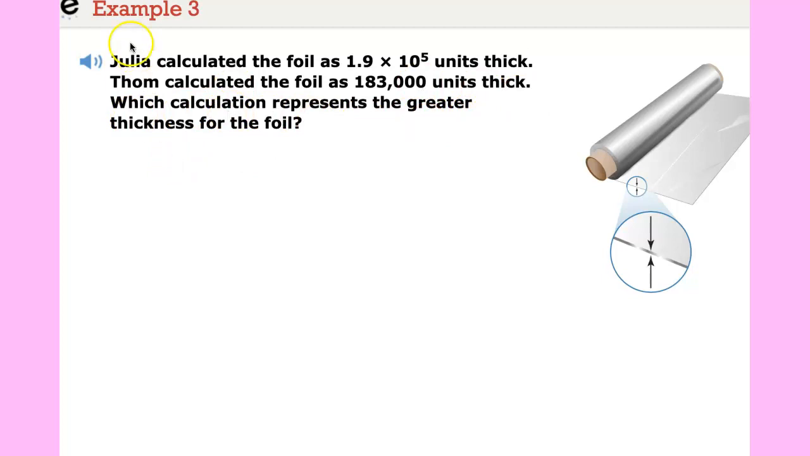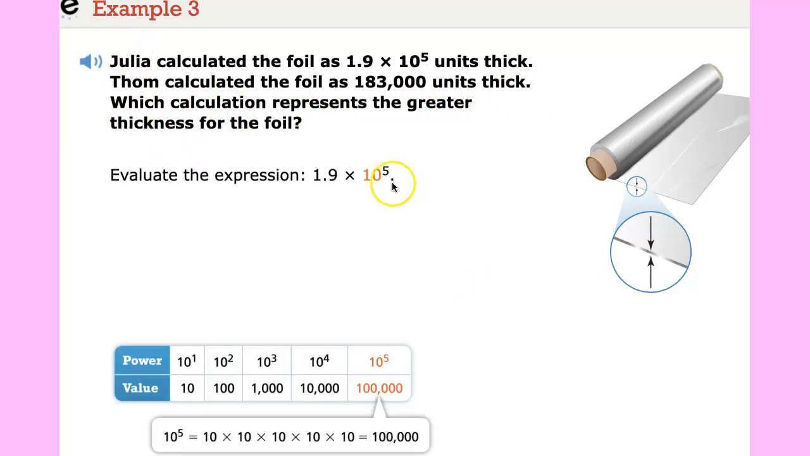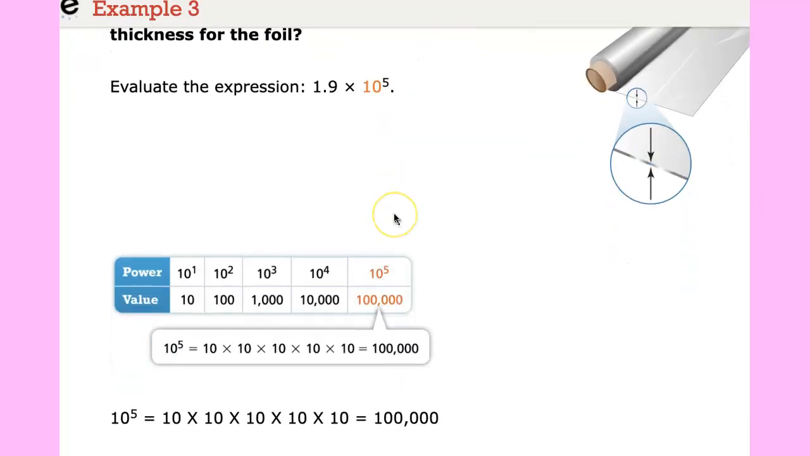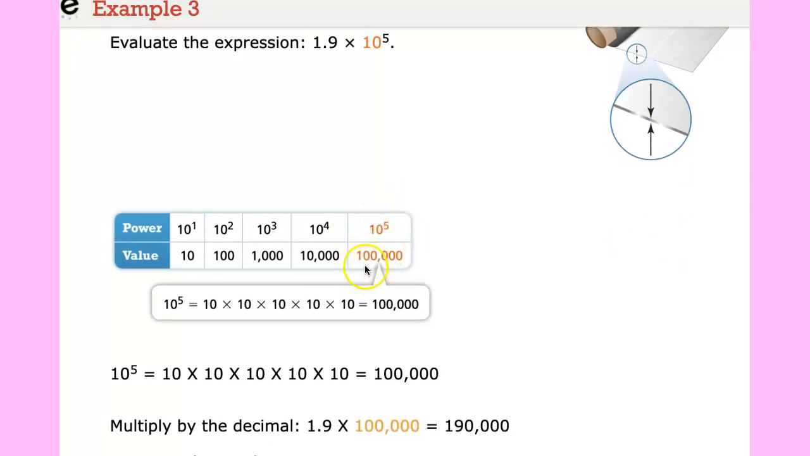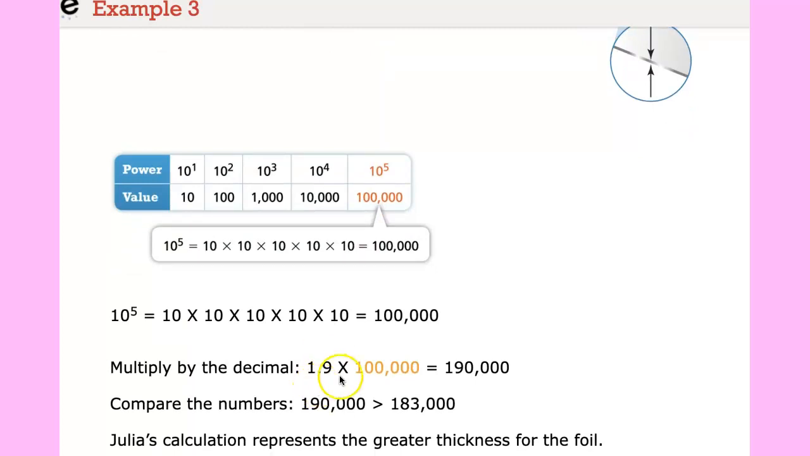Which calculation represents the greater thickness of the foil? I'll give you a minute. So we do not need to evaluate 183,000 because it's already in a regular or standard form. Let's see what happened to 1.9 times 10 to the power of 5. We know that 10 to the power of 5 is 100,000. So therefore, we're going to multiply 1.9 times 100,000. That gives us 190,000, right?